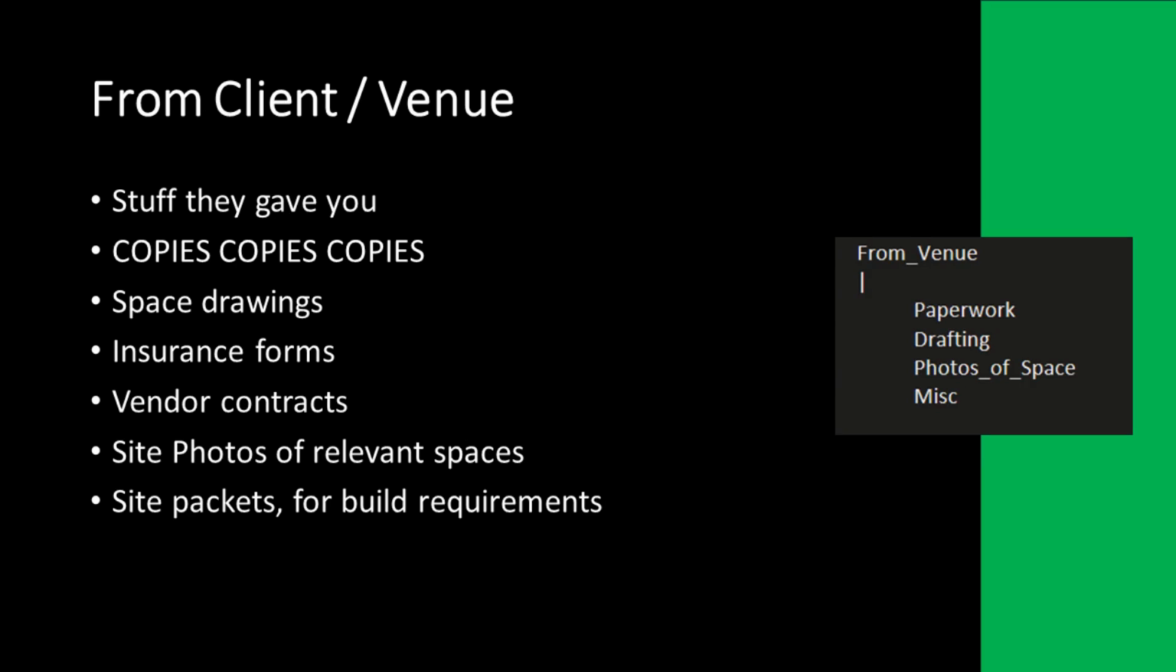So now moving on to the client and venue. Again, sometimes these can be two different entities, but for the sake of this demonstration, I'm just going to lump them together. Here, you'll just have stuff that they give you, like site information, draftings about the spaces that are involved, insurance forms, vendor contracts, site photos, stuff like that you'll want to have or be allowed to share with your team. Again, you don't want the stuff getting lost in an email. You want it somewhere that's easily accessible.